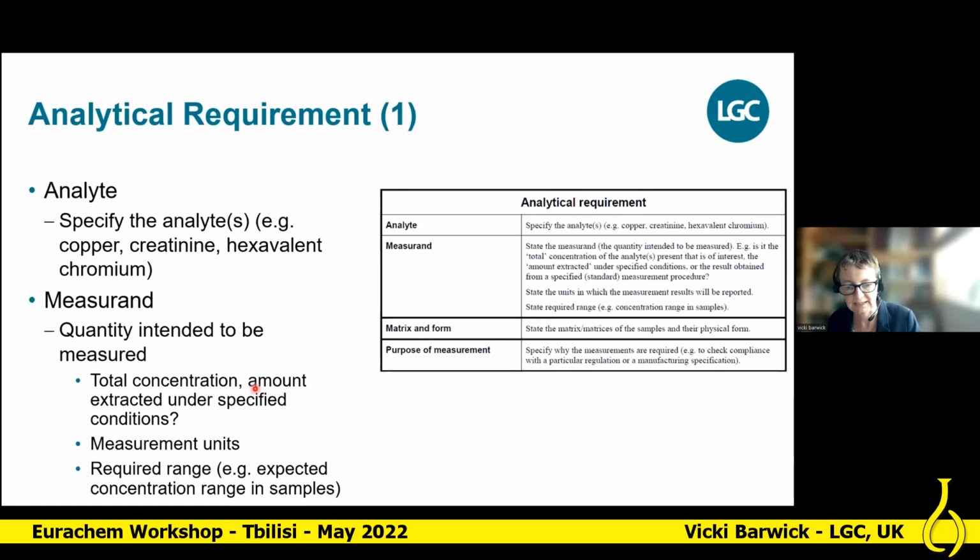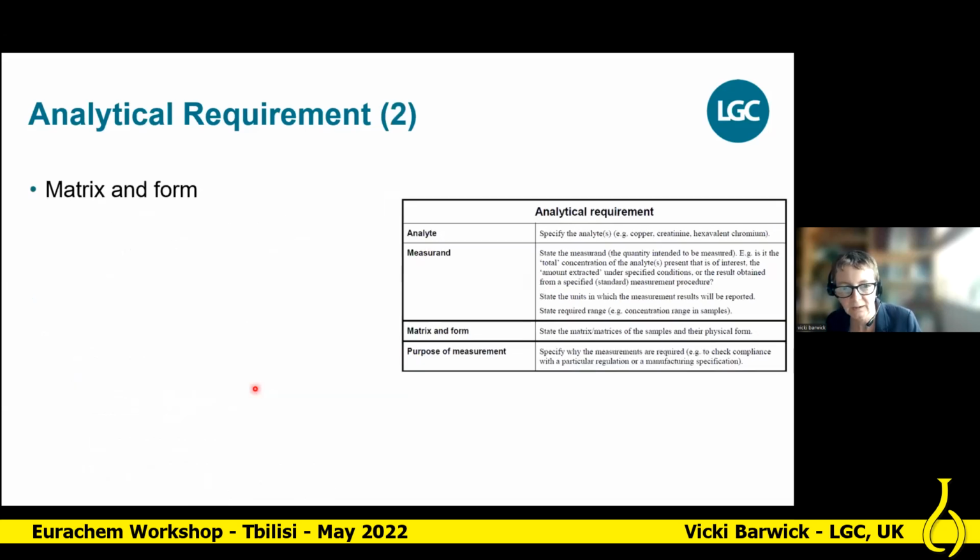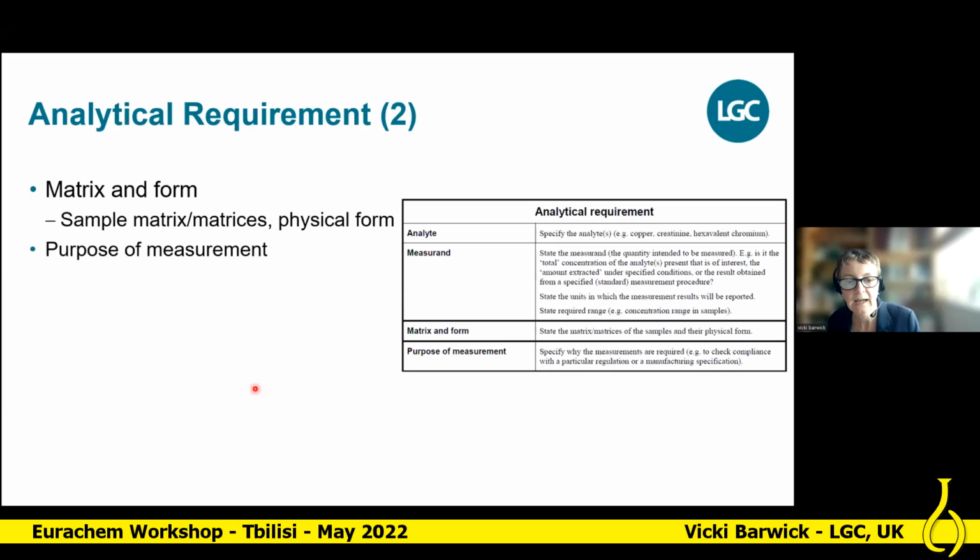We also need to be clear on the measurement units that we're going to use for reporting. So here we're trying to put in as much detail as possible as to what our method is going to be used to test. We need to know what the samples will be. So what is their matrix and what physical form will they take? And also, why are we making the measurements? That can impact perhaps on decisions around the performance characteristics and what level of performance is actually required.